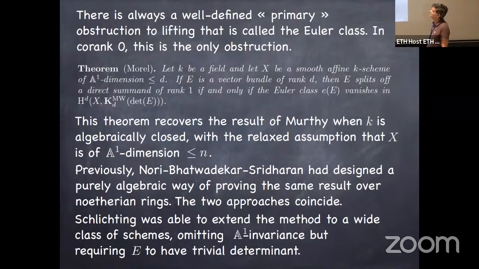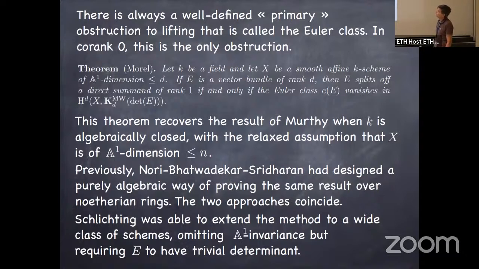If you go to a general field, then previously there was a work of Bhatwadekar and Sridharan, building on ideas of Nori, who actually built a purely algebraic way of understanding this problem. And they could prove exactly the same, but also when X is singular, right? It just needs to be Noetherian, with maybe one extra assumption that Q should be inside. Anyway, the two approaches are the same, but as I said, it's a purely algebraic way of attacking the problem, but it might be slightly harder to compute.